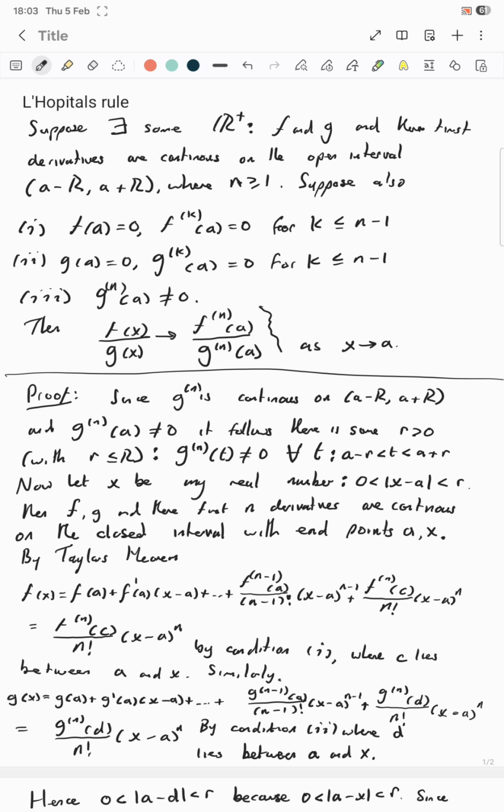Now proof. Since g to the n is continuous on (a minus R, a plus R), and g to the n of a does not equal 0, it follows that there is some r greater than 0 with r less than or equal to this big R here, such that g to the n of t does not equal 0 for all t such that a minus r is less than t, which is less than a plus r. Now let x be any real number such that the magnitude of x minus a is greater than 0 and r is greater than the magnitude.